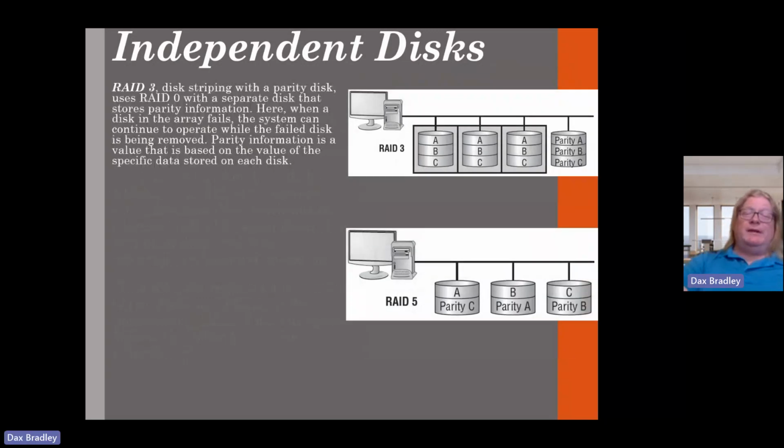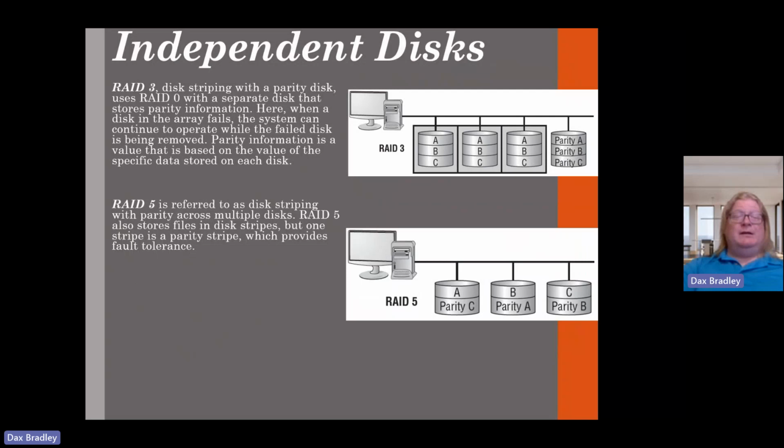In RAID 3, we are using disk striping with a parity disk. It uses RAID 0 with a separate disk that stores parity information. So when a disk in the array fails, the system can continue to operate while the failed disk is being removed. Parity information is basically a value that is based on the value of the specific data stored in each disk.